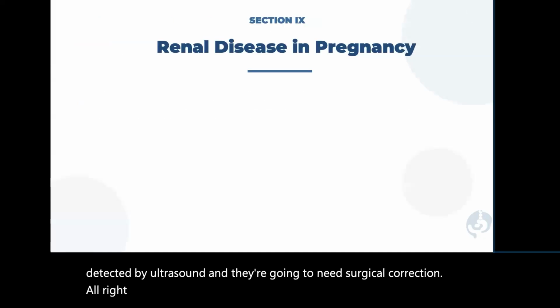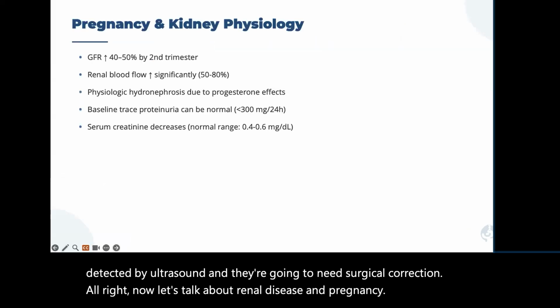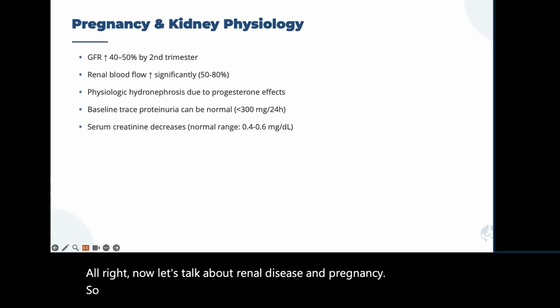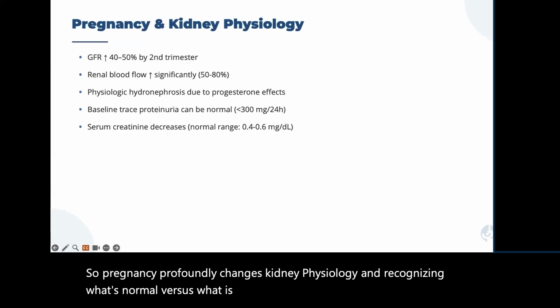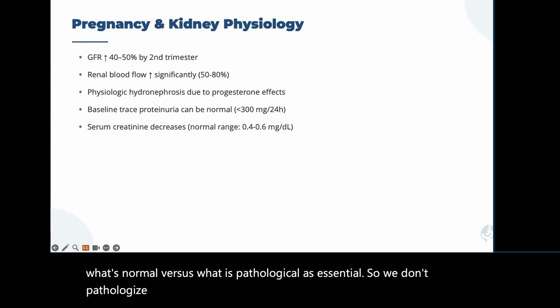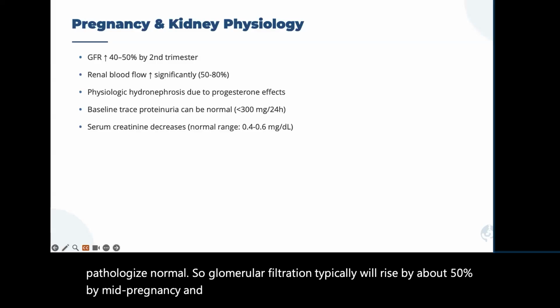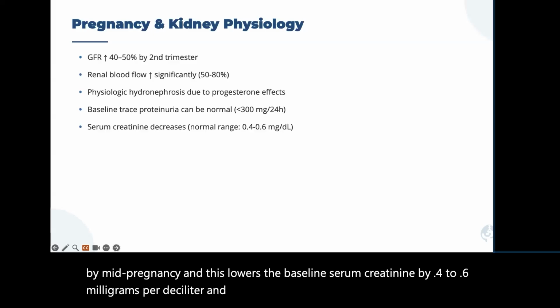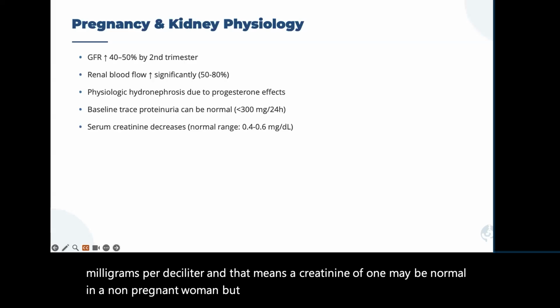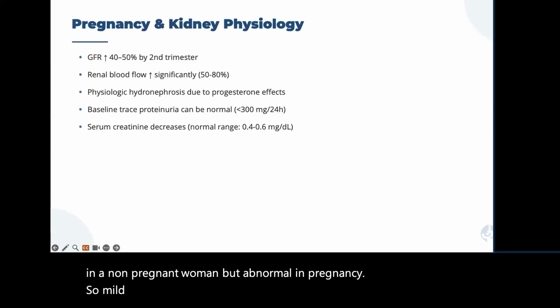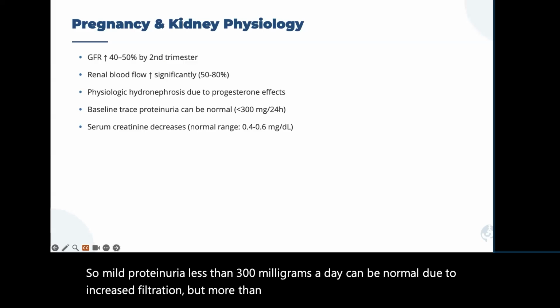All right, now let's talk about renal disease in pregnancy. So, pregnancy profoundly changes kidney physiology, and recognizing what's normal versus what is pathological is essential so we don't pathologize normal. So, glomerular filtration typically will rise by about 50% by mid-pregnancy, and this lowers the baseline serum creatinine by 0.4 to 0.6 milligrams per deciliter, and that means a creatinine of 1 may be normal in a non-pregnant woman, but abnormal in pregnancy. So mild proteinuria, less than 300 milligrams a day, can be normal due to increased filtration, but more than that suggests pathology.